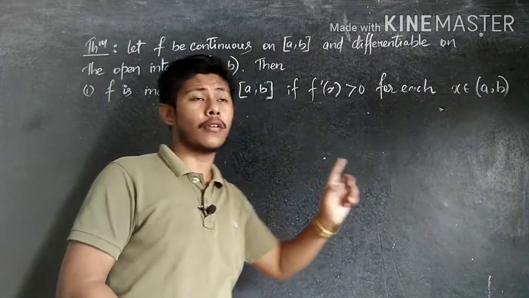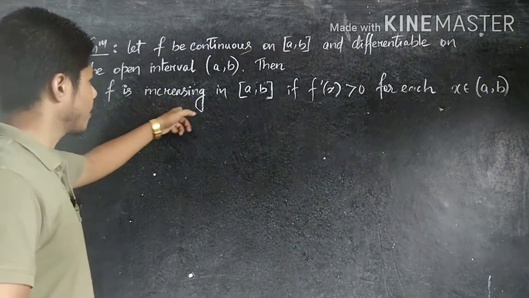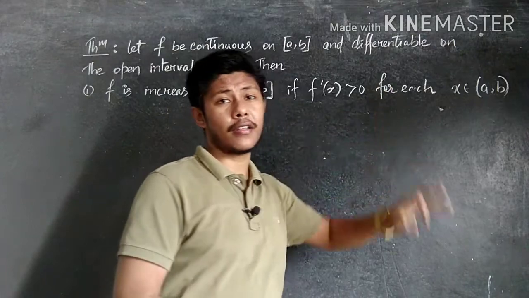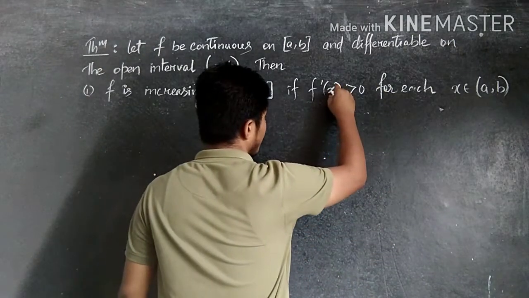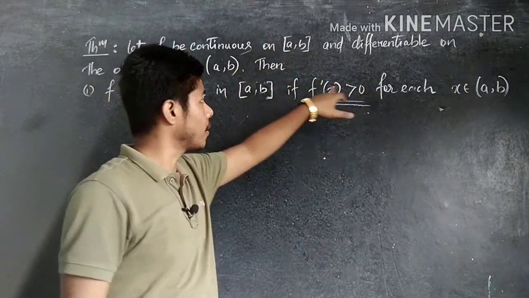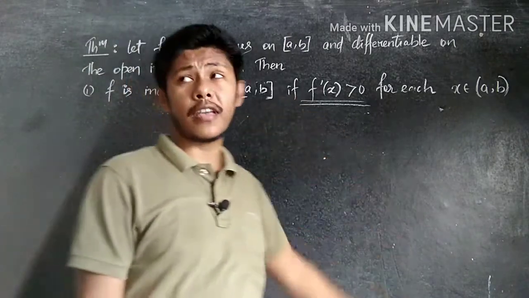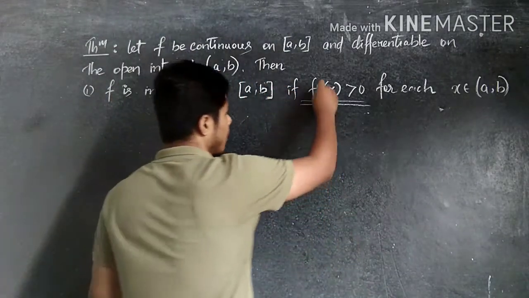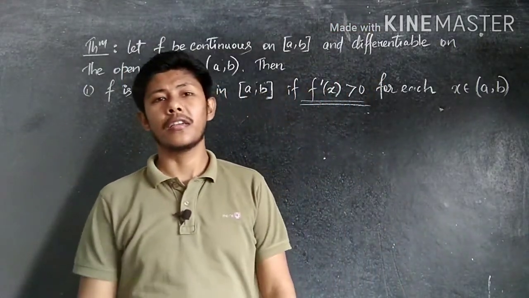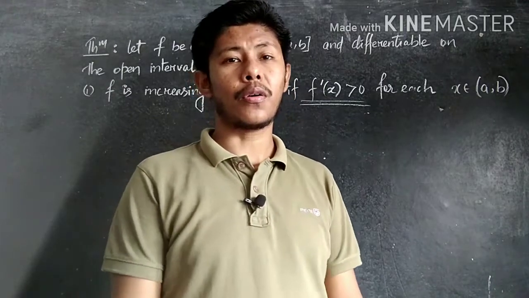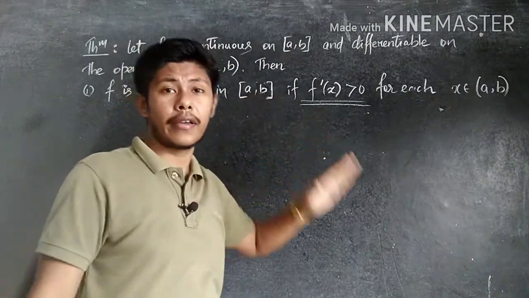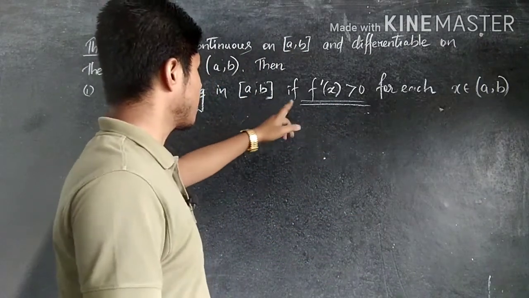In this case, three conditions are there, but only one condition is written here. The first condition is: f is increasing in AB if f dash of x is greater than 0. Mainly this point is important here. So what is the increasing condition for a continuous and differentiable function? It is f dash of x greater than 0. If f dash of x is greater than 0, then we can say the function is increasing. Is it clear? So this is the condition of an increasing function.